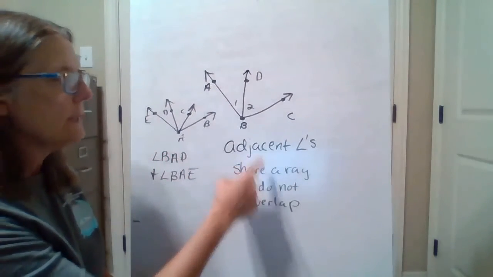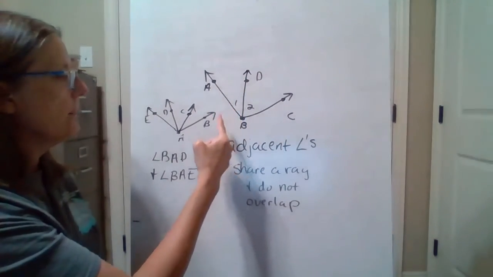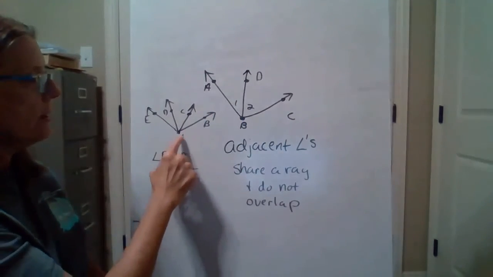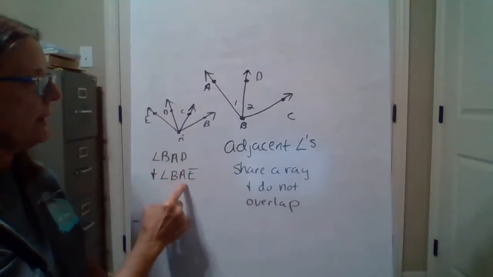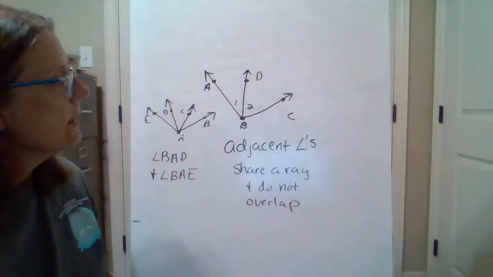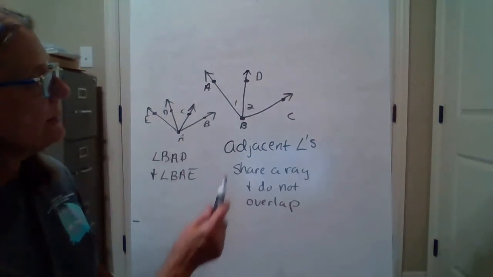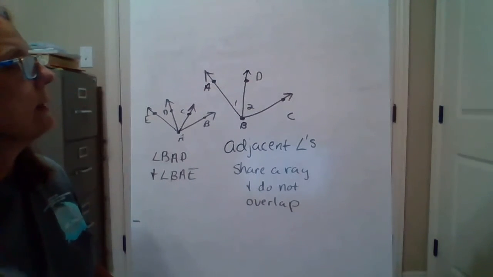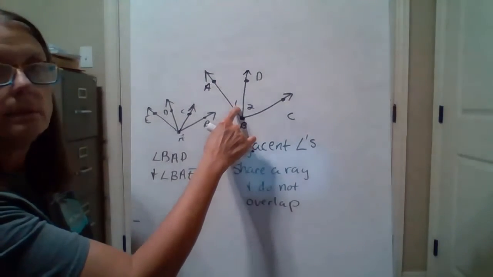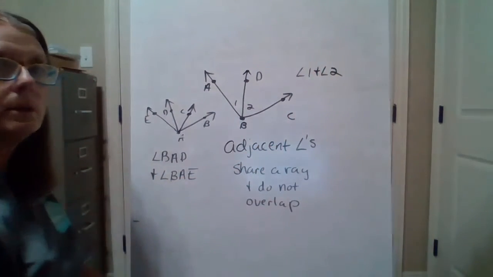To be adjacent, they have to share a side, okay? Technically, I guess they do share BA here. Both of them have BA. They share that side, but they cannot overlap, so that's the key. All right, so those are adjacent angles that do not overlap. So if they said name two adjacent angles here, I could either say angle 1 and angle 2. So that would be the quick, simple way to do it.